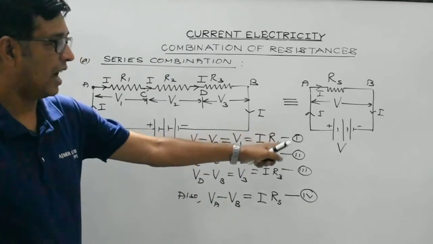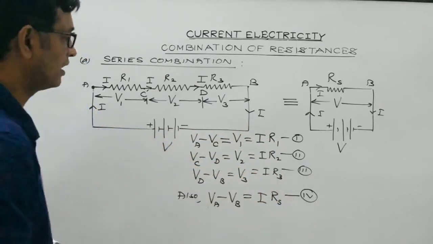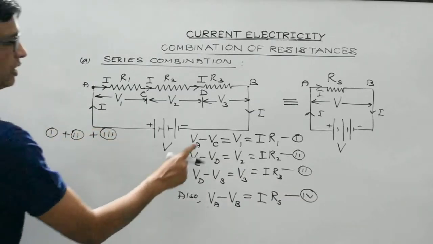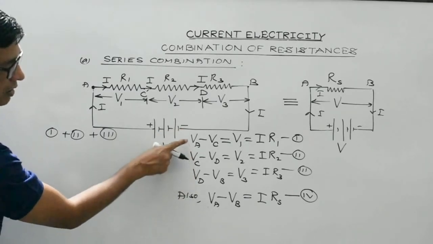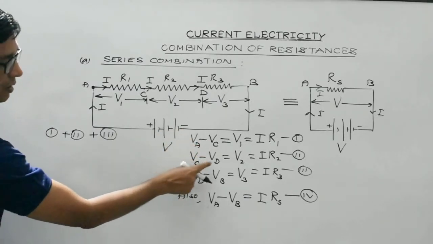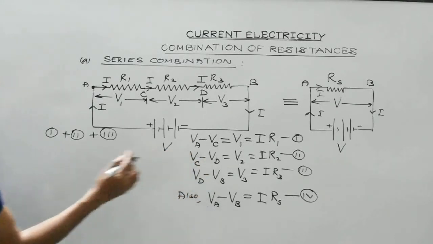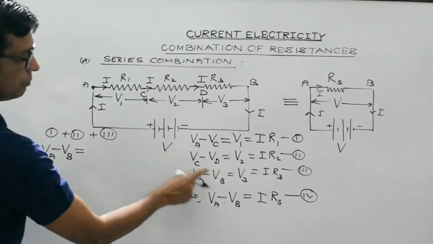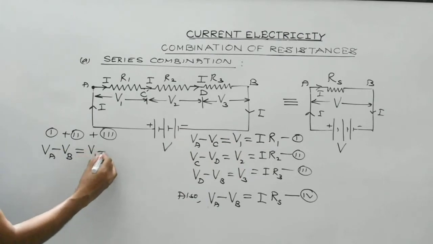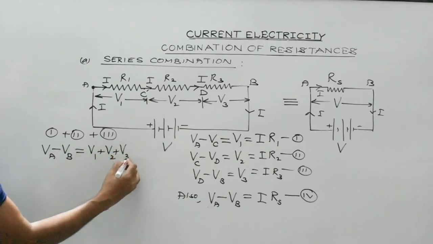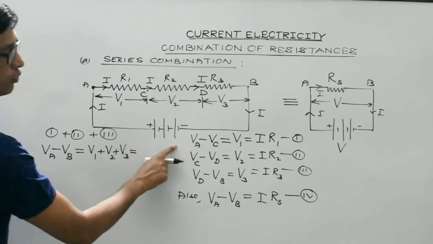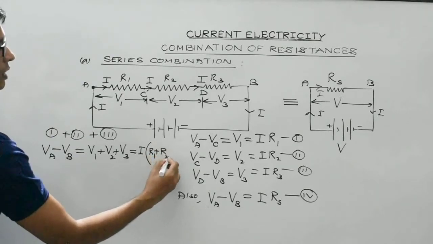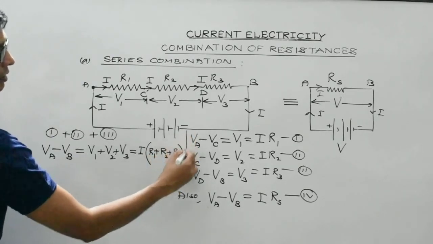Now what we will do is, adding 1, 2 and 3, we will get a very important result. When we add these 3, what do we get? Minus VC plus VC will get cancelled, minus VD plus VD will get cancelled. So on the left hand side we will be left with only VA minus VB, and that is equivalent to V1 plus V2 plus V3. And this in turn would be equal to I, which can be taken as common, so it can be written as I into R1 plus R2 plus R3, right students?